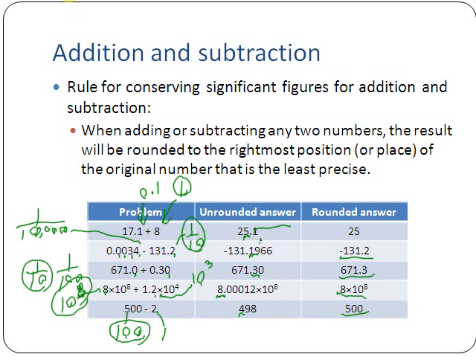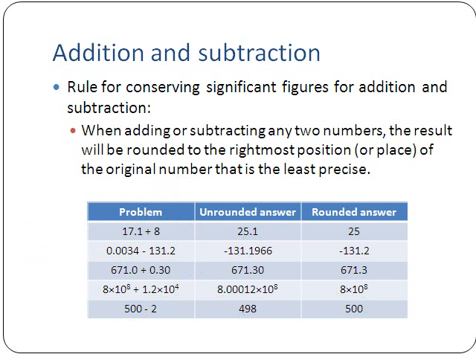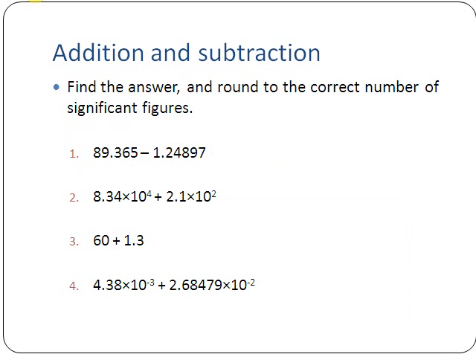So let's go on to some more problems to work out on this. See what we get here. First thing, let's break out our calculators, find the unrounded answer. So we start off with 89.365 minus 1.24897. And when we do that, our first result that we get is going to be our unrounded answer. Our unrounded answer here is going to be 88.11603. So that's what we start off with.